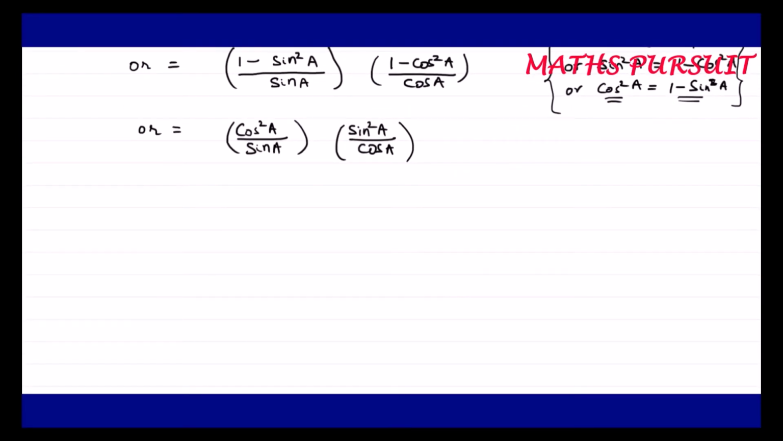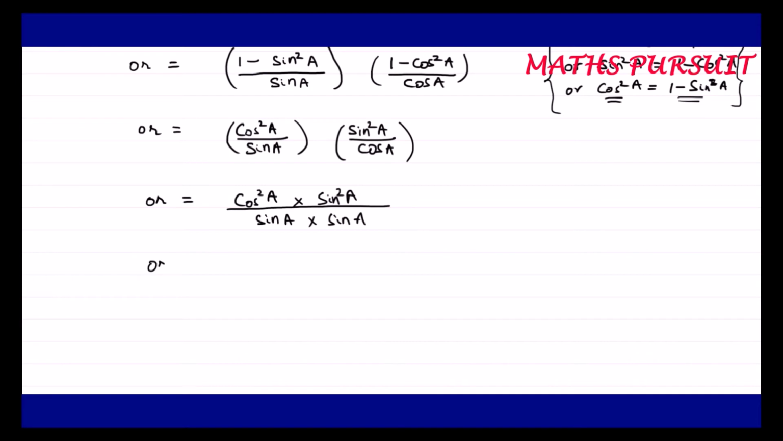Now guys, here we took 1 minus sine square a is cos square a and 1 minus cos square a is sine square a. So after taking all these things, we got cos square a upon sine a into sine square a upon cos a. Now guys, let us start multiplying the things, then it would be more clear. That is equal to cos square a into sine square a, because this is just a multiplication, upon sine a into sine a.